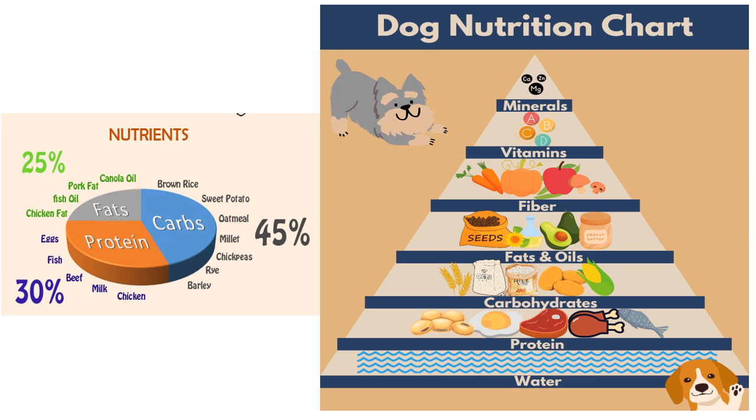Then next is the protein. It can be both plant and animal origin, but plant origin is less important in case of dogs and pets. So it can be mainly from eggs, fish, beef, milk and chicken. And the fats, it can be both from plant and animal origin, mostly chicken or fish oil and pork fat, sometimes canola oil or other vegetable oil can be used.